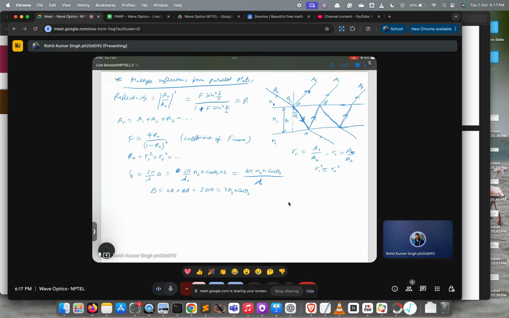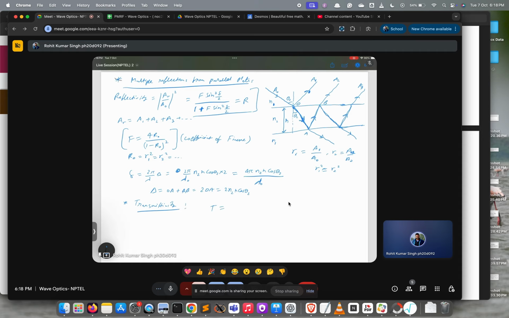And so reflectivity has this formula. But here the most important thing is this coefficient of finesse, as we will see later. Now, similarly, you see that there are transmitted waves also in the bottom, right? And this is also important. So there is a transmittivity.